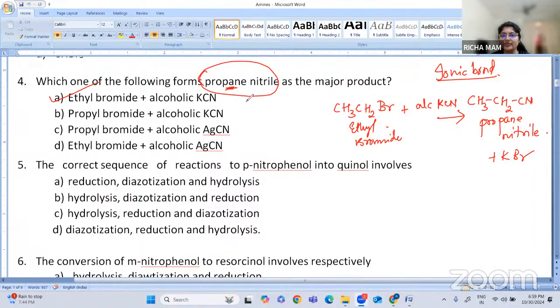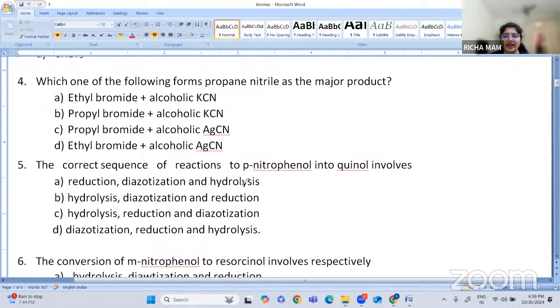So which of the following forms propane nitrile as a major product? To obtain propane nitrile, two carbons should be present, right? So when you are reacting with your alcoholic KCN, your Br is substituted by CN. So one more carbon group is introduced. So no issues. Option number A is the answer. Let us go for the next one.